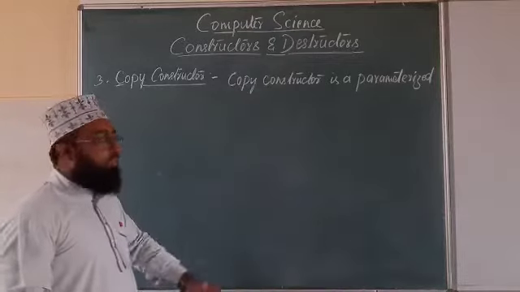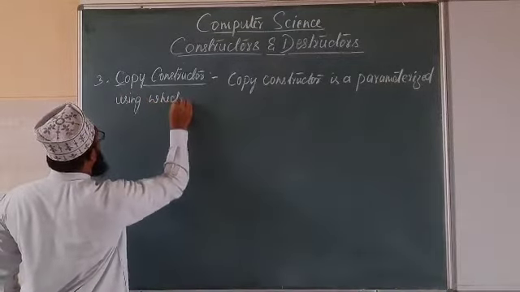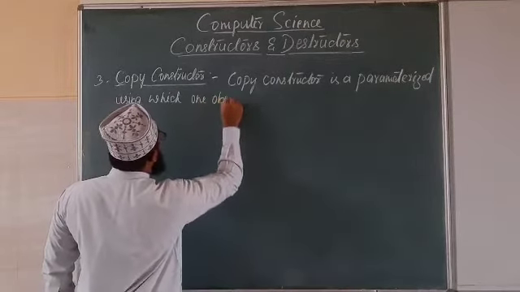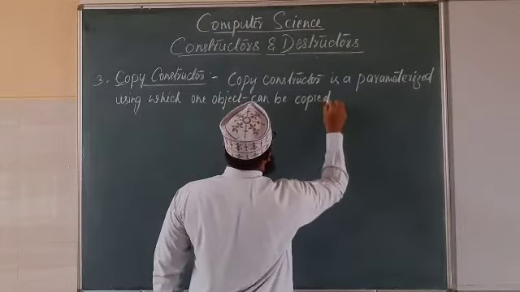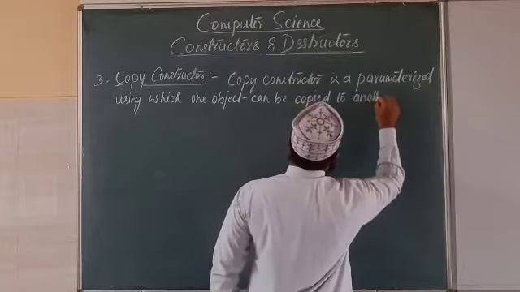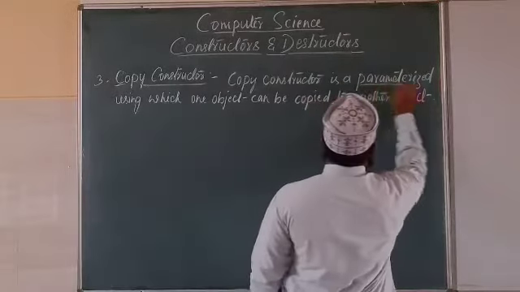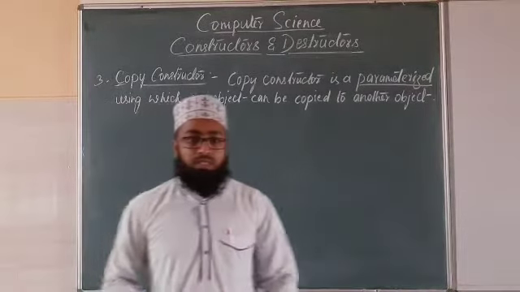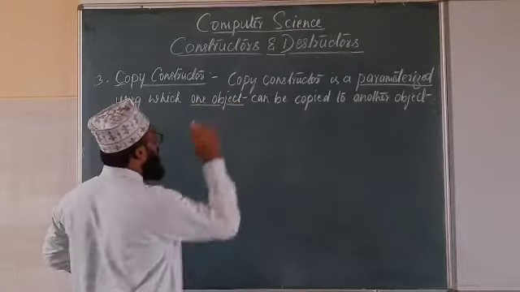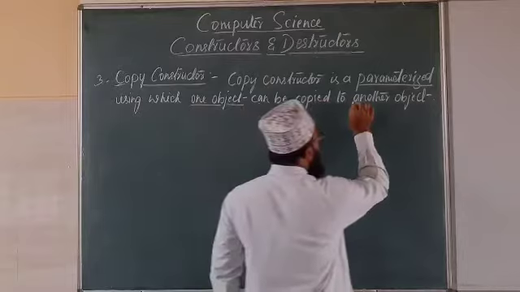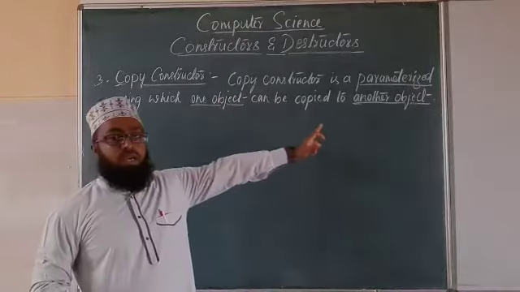Next, we are seeing what is the use of this constructor. Using it, one object can be copied to another object. Hope you have understood this. Copy constructor is a parameterized constructor. With the help of this parameterized constructor, one object can be copied to another object, but that should be an object. This is what is meant by the copy constructor and this is its use.